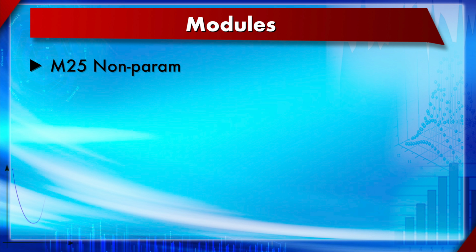So let us sum up what we have learned in this week, the 10th week of this MOOC. We have covered two modules in this week. The first module which we covered is module number 25, non-parametric tests. We introduced what these non-parametric tests are and how they are different from the parametric tests, and we learned many of these tests.